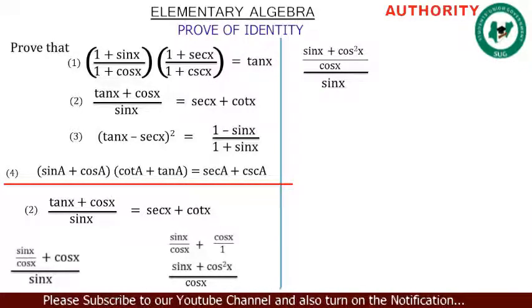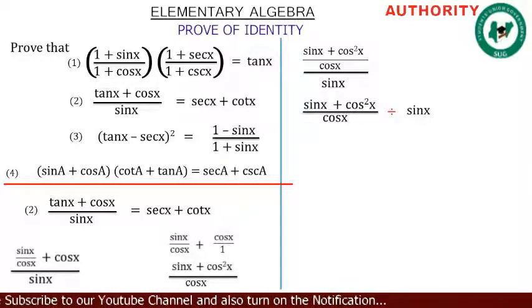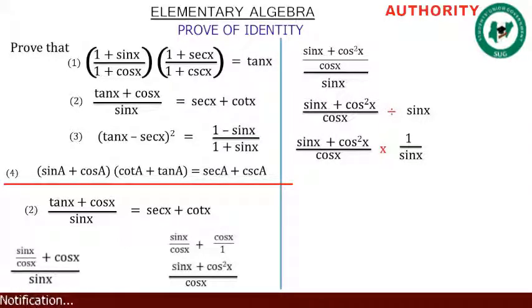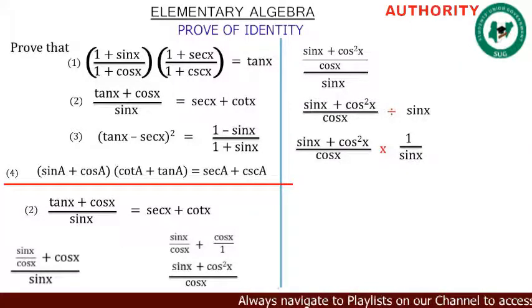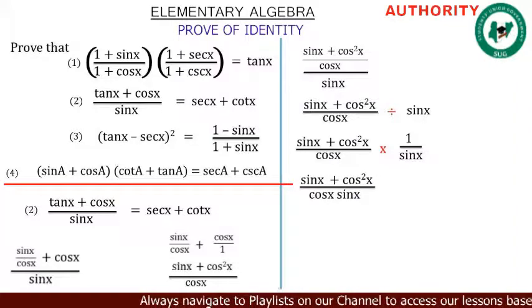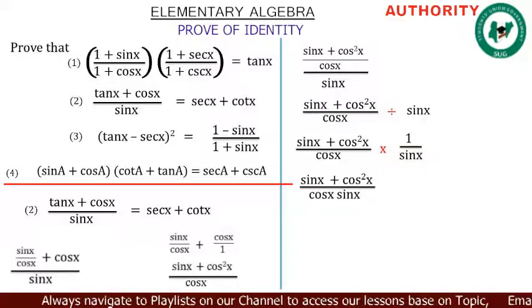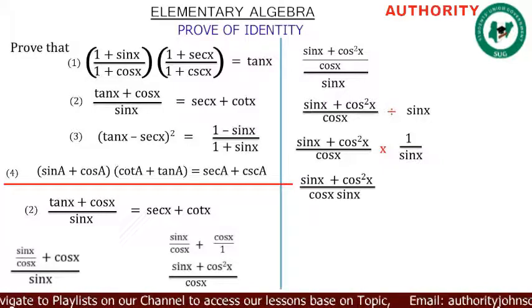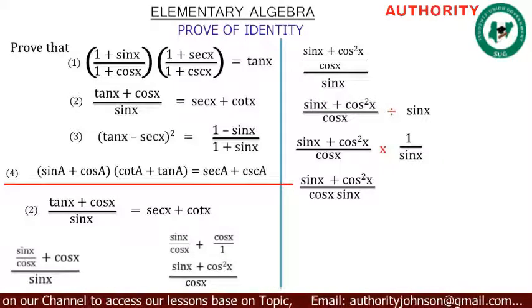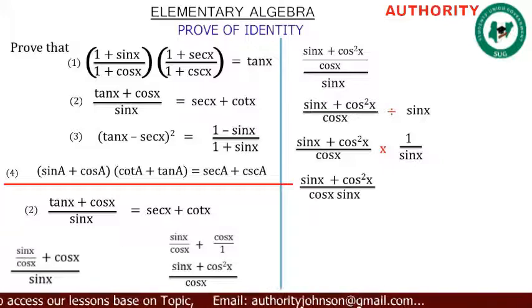Okay, now we can also rewrite this and say that it can be written like this: sine x plus cos squared x all over cos x, divided by sine x. Okay, now we'll change the division to multiplication and then there will be inversion. So we're going to have sine x plus cos squared x all over cos x times, so in this we have sine x, so when we invert it we're going to have 1 all over sine x. Okay, now let's multiply. Sine x plus cos squared x times 1 gives us sine x plus cos squared x all over cos x times sine x. We just have cos x sine x. Okay, now in this place we have sine x plus cos squared x all over cos x sine x.